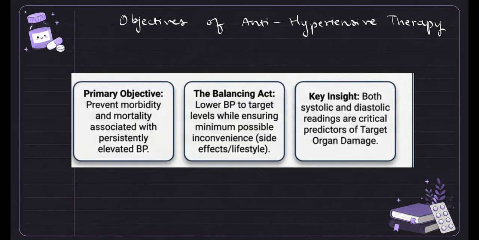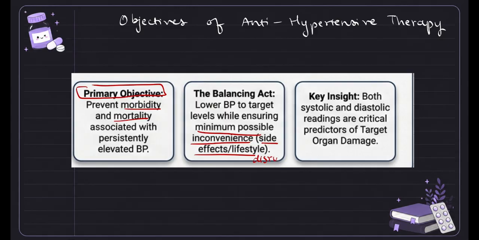We are now looking at therapeutic aims and risk factors. Let's take a step back and look at the overarching goal here. The primary objective of all antihypertensive therapy is preventing morbidity and mortality. Very simply put, our goal is to prevent illness and save lives. But this has to be achieved with the absolute minimum inconvenience to the patient. We want to avoid severe side effects and lifestyle disruptions whenever possible.